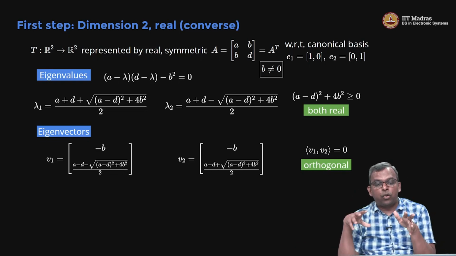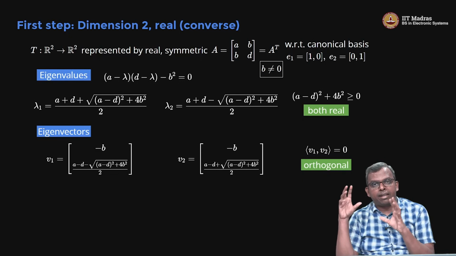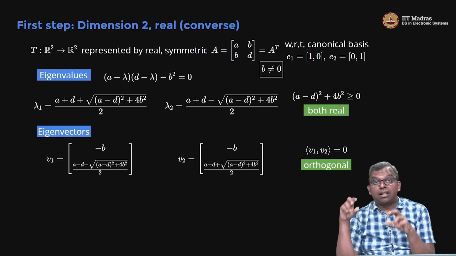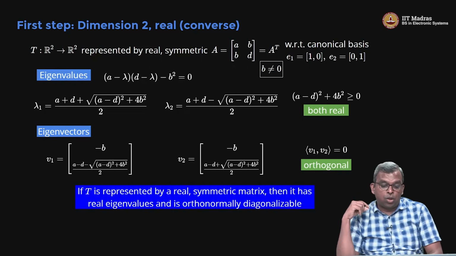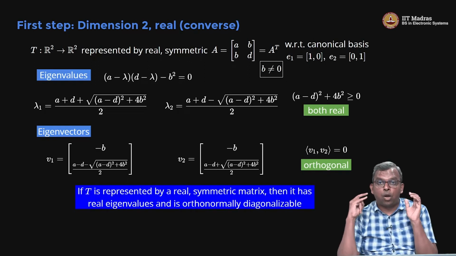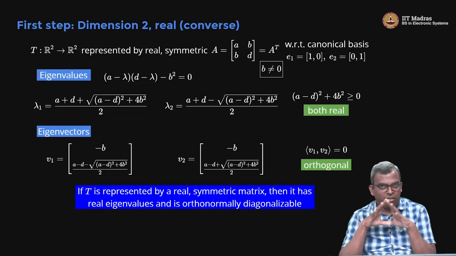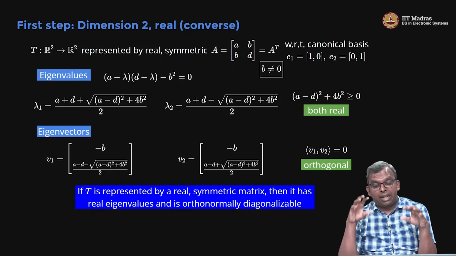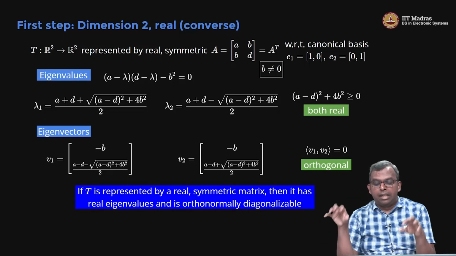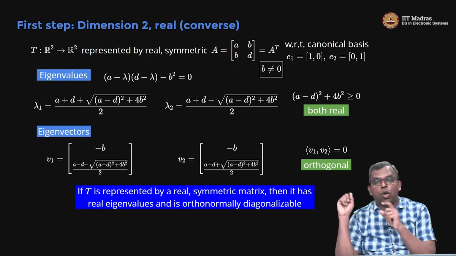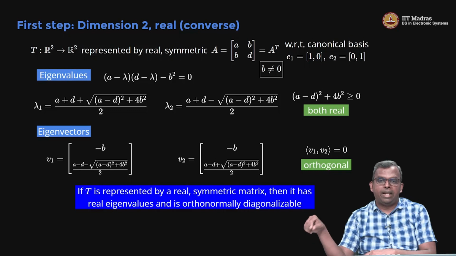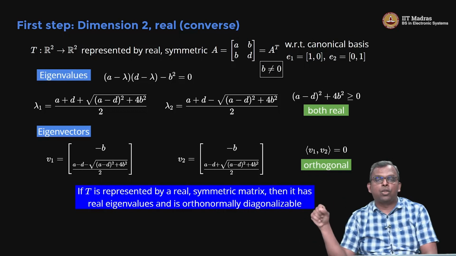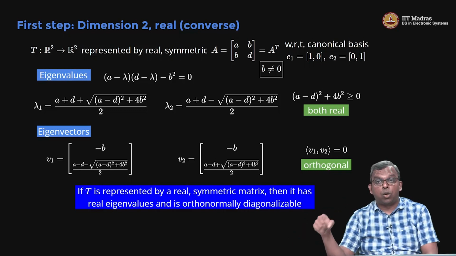So if you have a real symmetric matrix A, then its eigenvalues are real, its eigenvectors are orthogonal. So what we have shown now is, if an operator in R2 to R2, everything is real, if it's represented by a real symmetric matrix, then it has real eigenvalues and it is orthonormally diagonalizable. Okay, it has an orthonormal basis of eigenvectors, so it becomes orthonormally diagonalizable.